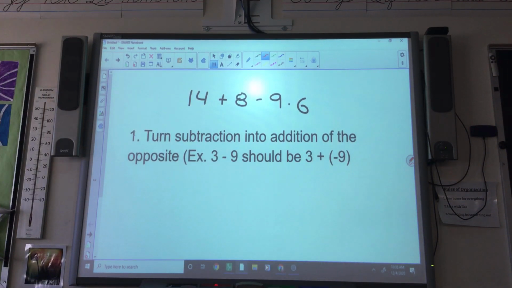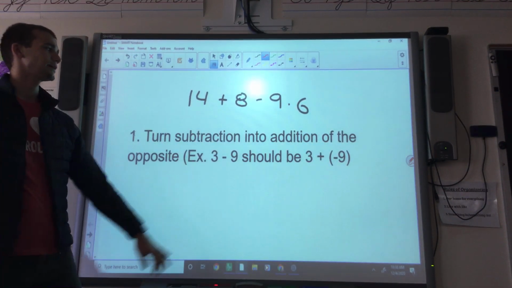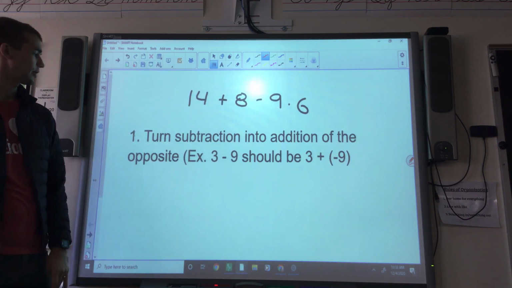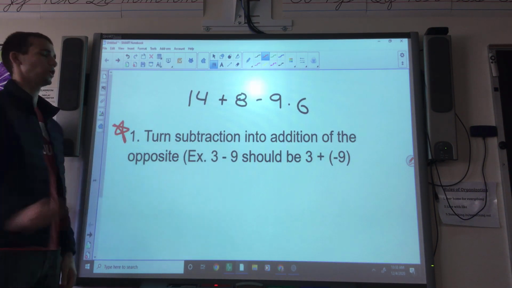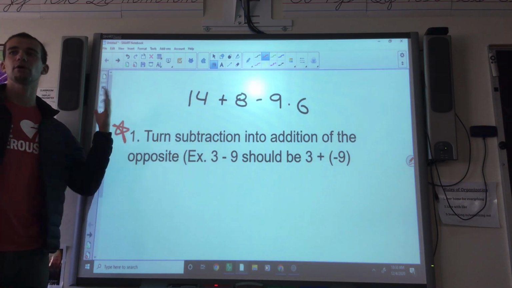Alright, so I started the recording, and I already put something on the board. The example is 14 plus 8 minus 9 times 6. And remember, you're using the order of operations to help you out here. But this is the one rule. You should all be writing it down. I want you to write down first the thing for all of these that I want you to remember.